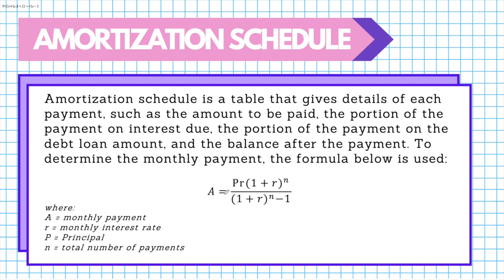So A is equal to PR times the quantity of 1 plus R raised to N over the quantity of 1 plus R raised to N minus 1. So A in this formula is the monthly payment, P is the principal, which is the amount to be borrowed, R is our monthly interest, and N stands for the total number of payments.